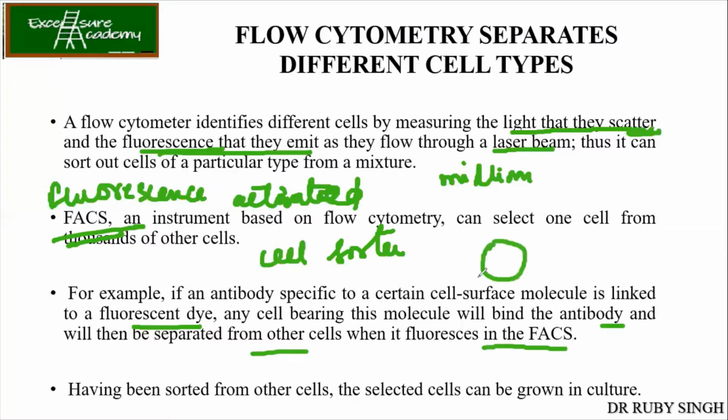So what does it mean? You have the cell, and on top of it you have certain proteins. To this protein you have your antibody. This antibody is again tagged with a fluorescent dye. Now, when it is passing through and the laser is falling, some sort of fluorescence will be given. Depending on the fluorescence it provides, it will be separated. This will be more clear once we see the figure.